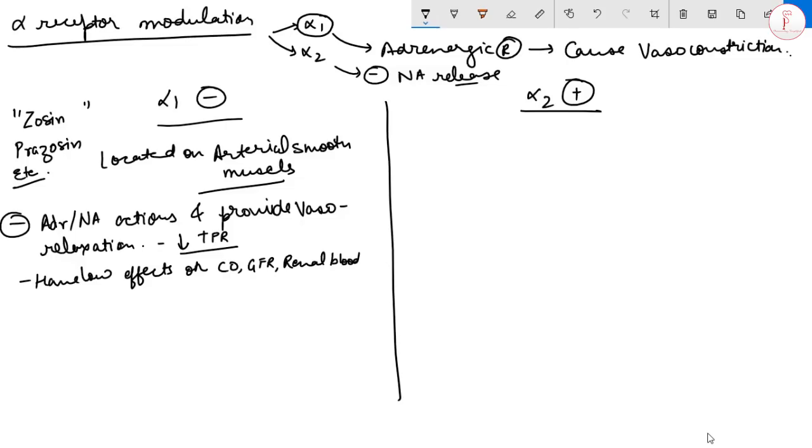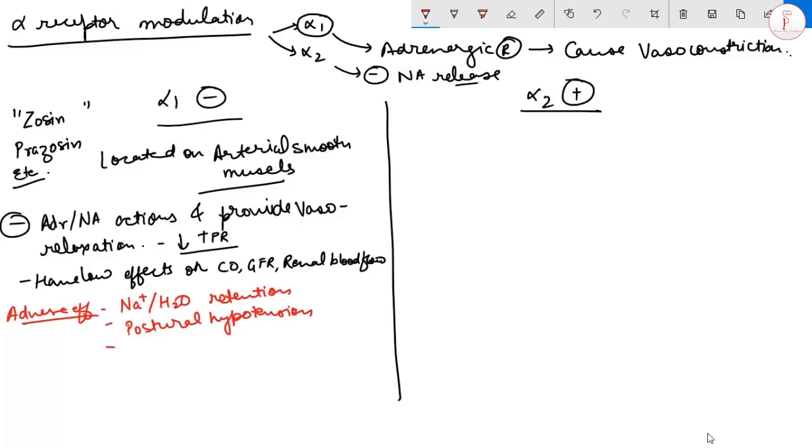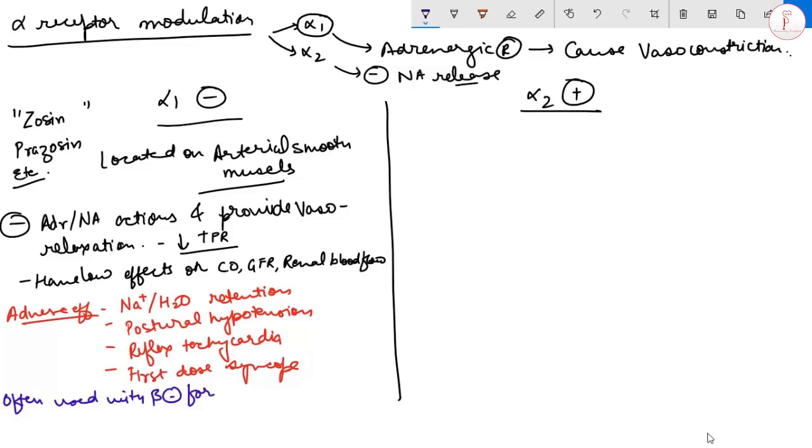And yes, the adverse effects that are associated with alpha 1 blockers are sodium and water retention. Along with it, they develop postural hypotension, like whenever there is change in the posture, there is no activation of the baroreceptor reflex. They develop reflex tachycardia, and a first dose syncope is also seen in patients. And yes, alpha 1 antagonists are often given with beta blockers for reducing the reflex tachycardia associated with alpha 1 actions.